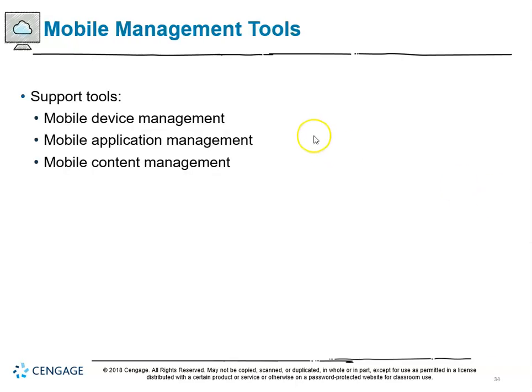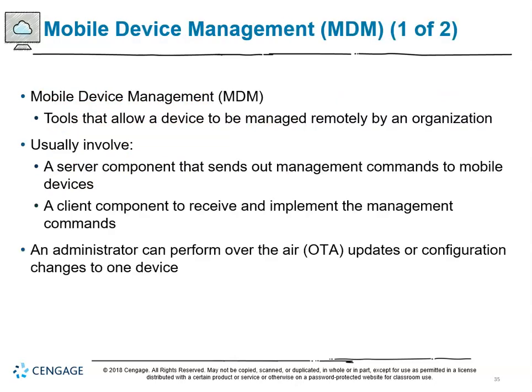This takes us to mobile management tools. We said we configure the device. Now, let's say we've gone through those steps. We're an enterprise and we want to secure all the mobile devices that we've provisioned to our employees. So we have three areas here: the device, the applications, and the content. We want to be able to manage all three on our mobile devices throughout the enterprise. So let's look at mobile device management.